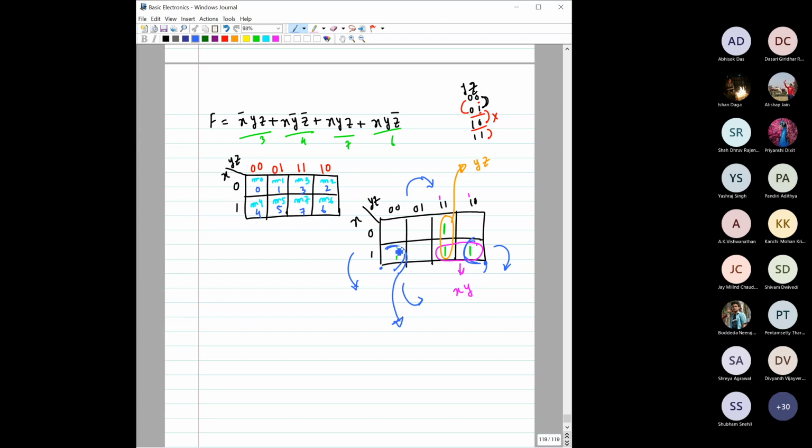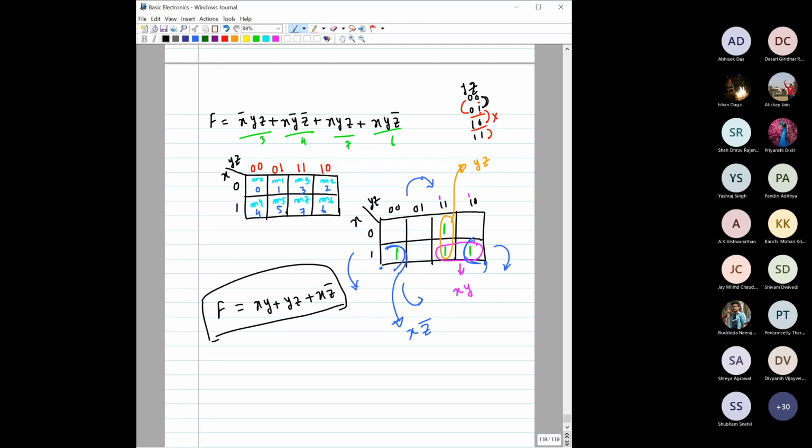So if you do a grouping of this, here you can see x value is constant at 1. So let us write this x. And between y, z, y value is changing, z value is constant at 0. So it becomes x z bar. So the final function from this would come as xy plus yz plus xz bar. So this is the minimized expression that we are getting.